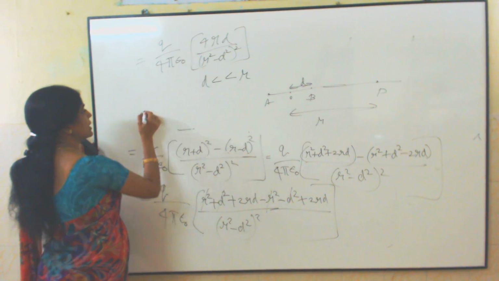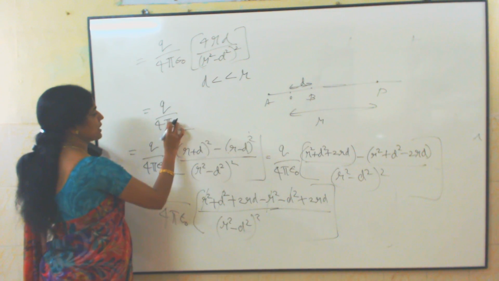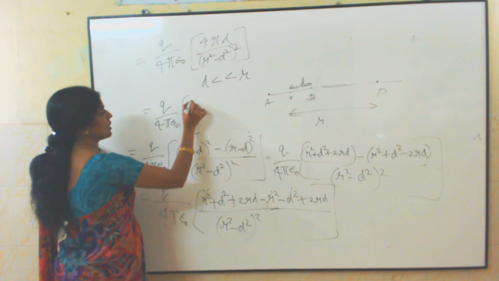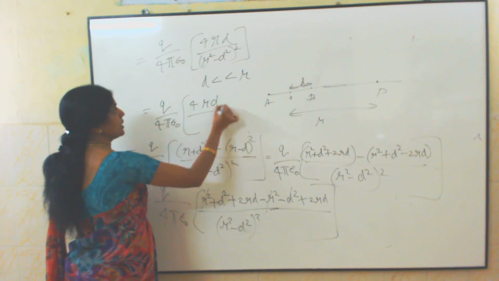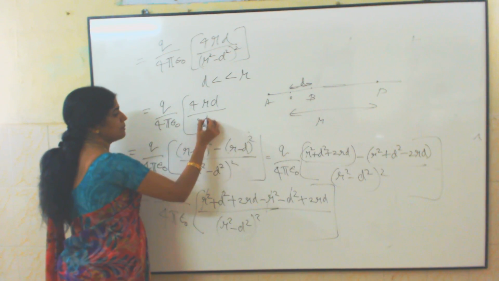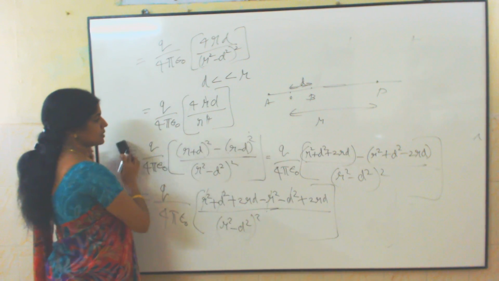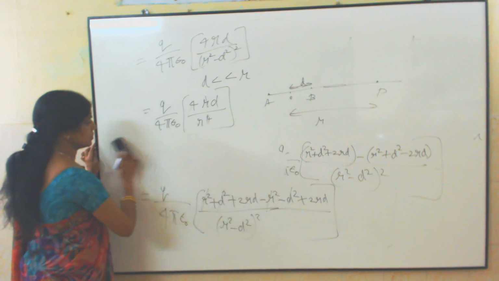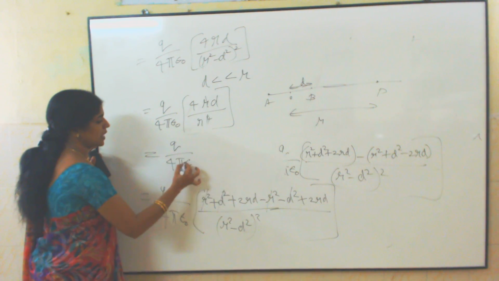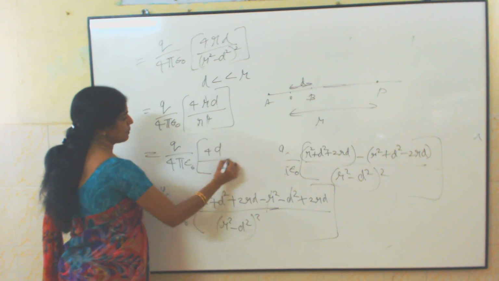So what happens if you bring this change in that equation? It will become Q by 4 pi epsilon naught into 4RD by, this gets cancelled. So R square into R square, it will become R power 4. 1R gets cancelled. So remaining is Q by 4 pi epsilon naught 4D by R cube.